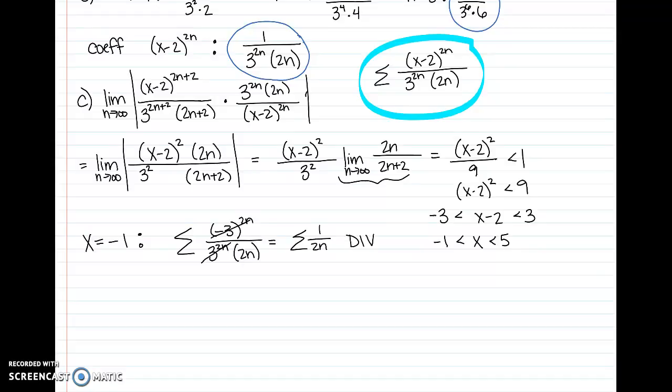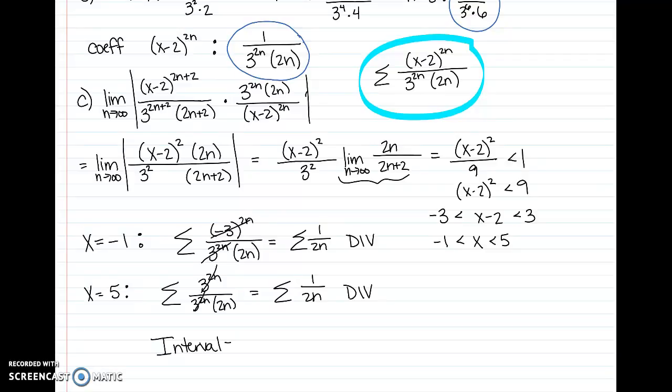Which diverges. If we plug in our other endpoint, x equals 5, we get our series 3 to the 2n over 3 to the 2n times 2n. Those definitely cancel. We get the same divergent harmonic series, so we know that our interval of convergence does not include the endpoints, negative 1 to 5 with parentheses.